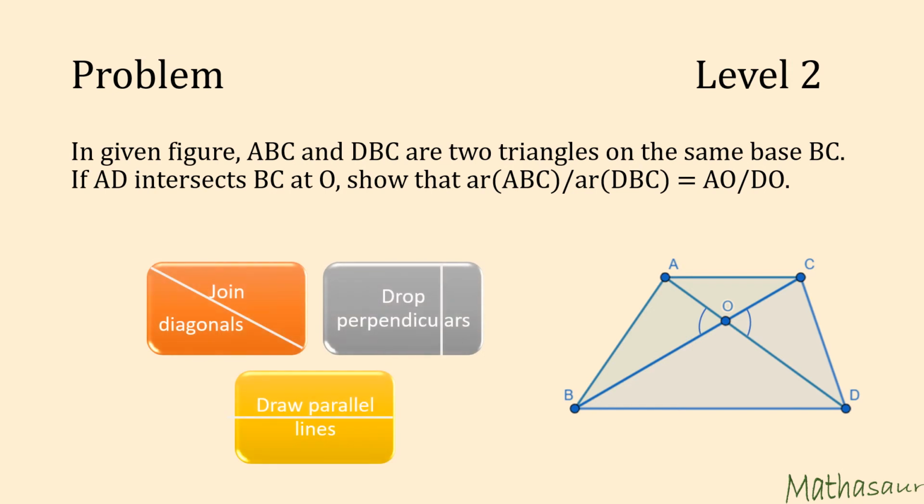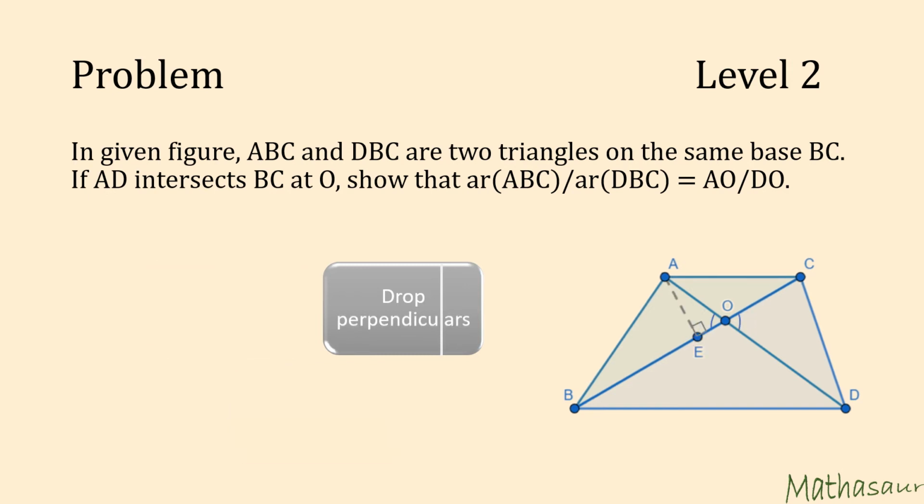So let us recall our tricks. We could join diagonals, but the diagonals are already joined. Or we could draw perpendiculars. Well, we have to look at the areas of the two triangles, so we would anyway need the altitude. Let us try dropping a perpendicular then. So let us drop AE perpendicular to BC and DF perpendicular to BC.